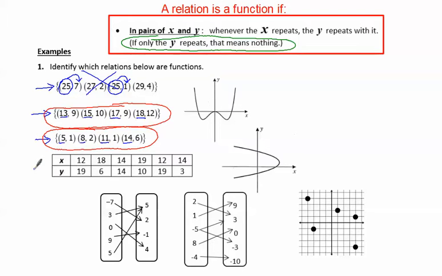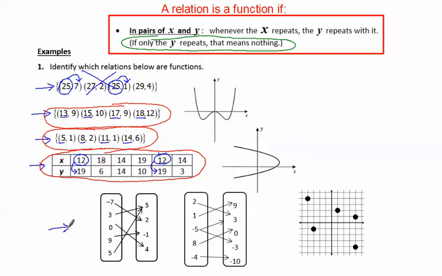Let's look at the table of values below. Keep in mind that a table of values is really just another way to represent coordinate points. They're just written sideways. For example, this is the coordinate point 12, 19. So again, we're looking for x's that repeat, and I can see that this 12 repeats again over here. So I need to look at the y values to see if they also repeat, and they do. They both are 19. So I can also call this table of values a function.